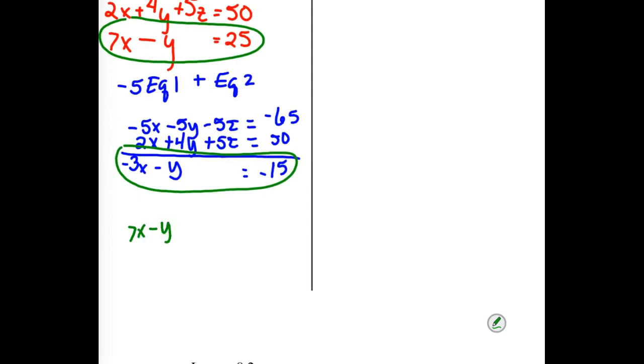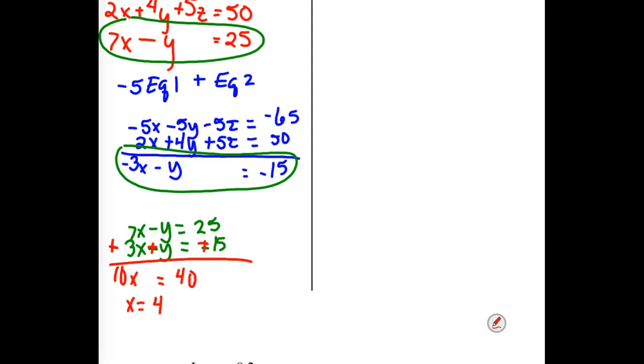So we have 7x minus y equals 25. We have negative 3x minus y equals negative 15. What would we have to do to get those to drop out? All right, we need to change one of the y's to be a positive. So let's change the second equation. Let's multiply it by a negative 1. So that's going to make this a positive 3. It's going to make it a positive y, and it's going to make it a positive 15. All right. Now when I add them, I get 10x equaling 40. So x is going to have to be a 4.